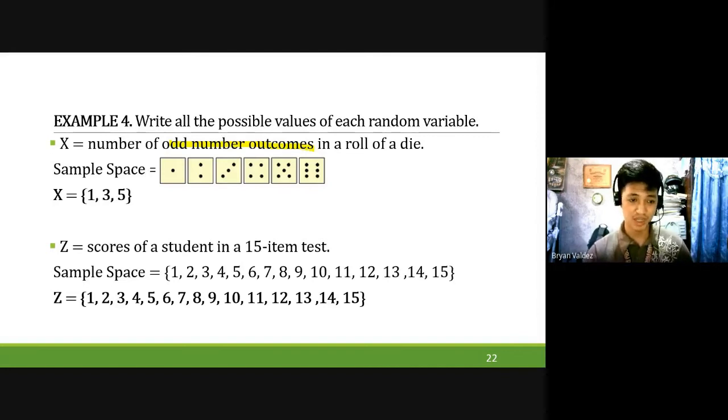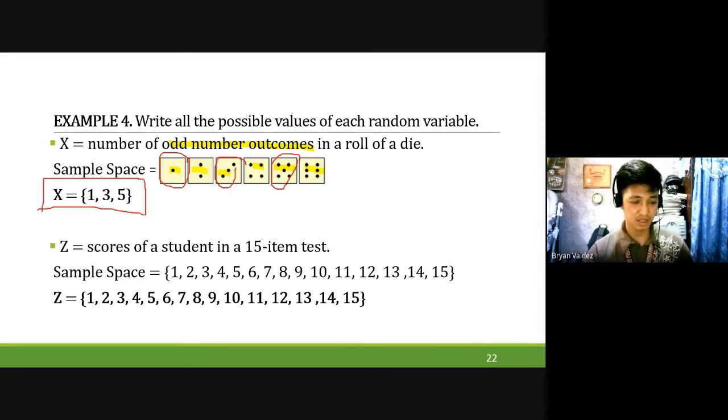Pwedeng lumabas yung 1, pwedeng 2, pwedeng 3, 4, 5, hanggang 6. Hindi lalabas yung 7 doon, no? Kasi hanggang 6 lang yung cases ng die. So, kailangan natin is yung number of odd number outcomes in a roll of a die. So, kuhanin lang natin lahat ng odd number. 1, 3, and 5. So, bilangin natin. 1, 2, 3. Okay. So, all possible outcomes of random variable x are 1, 3, and 5.